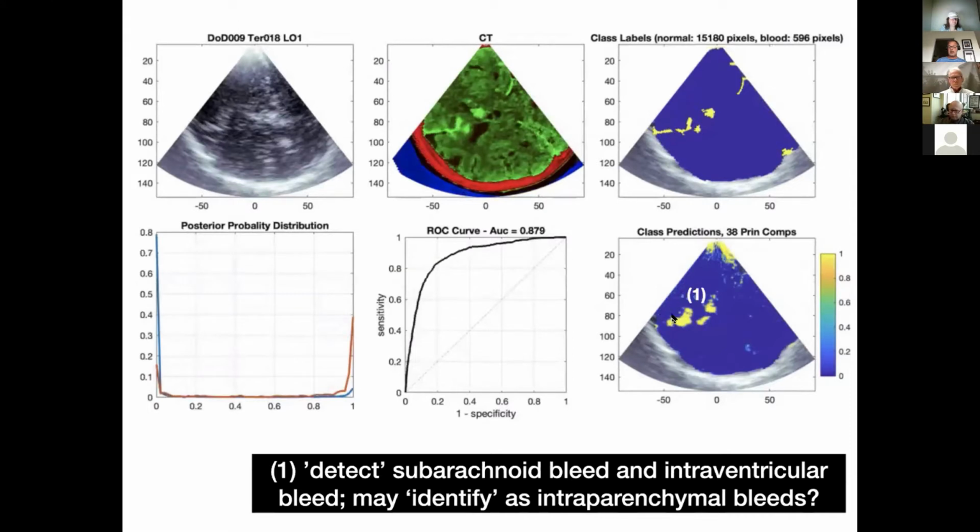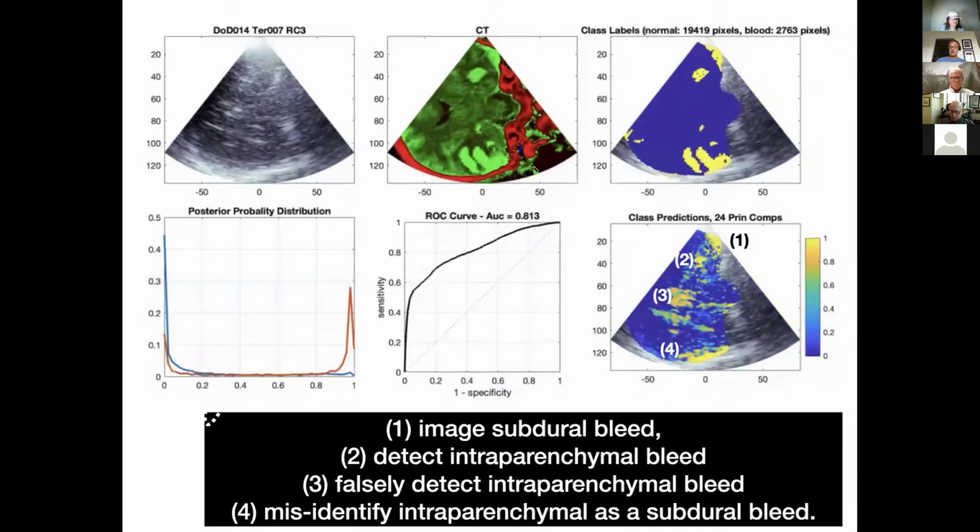Here it is again. We would detect this as an interparenchymal bleed. We would mistriage them, although the outcomes for each of these are not so great. There's an intraventricular bleed. Here's the last one that I'll show you. This poor patient was a mess. We actually did image this subdural bleed here to a decent amount. We have a complete false positive here, falsely detected an interparenchymal bleed, and probably we would identify these interparenchymal bleeds as subdural.